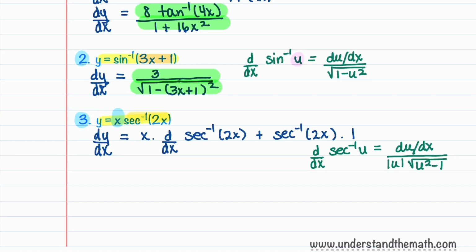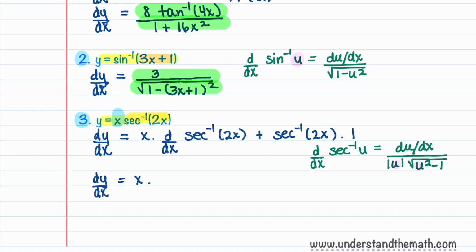I always tell my students the one way to remember this is if the u is here, it's also here, and you have u squared minus 1 instead of 1 minus u squared. I don't know if that's going to help, but hopefully it will. So we have dy/dx is equal to x.